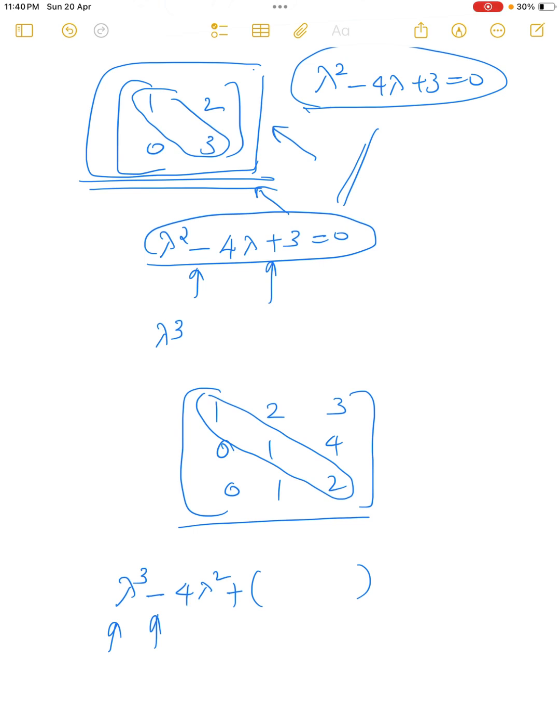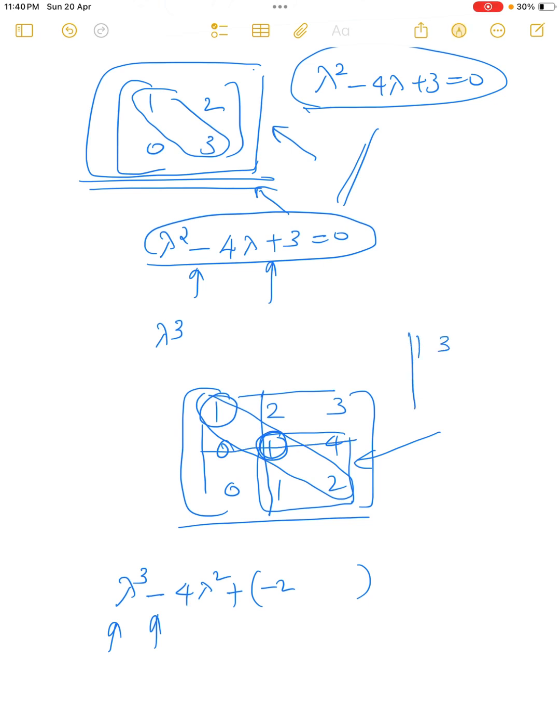Next we need to consider the diagonal entries. The first diagonal entry is 1. Remove this column and this row, then we get a 2 by 2 matrix, and we find its determinant. The determinant of this 2 by 2 matrix is 1 into 2 minus 1 into 4, that is minus 2. Next we consider the next diagonal entry, that is 1, and use the same method: we remove this column and this row.